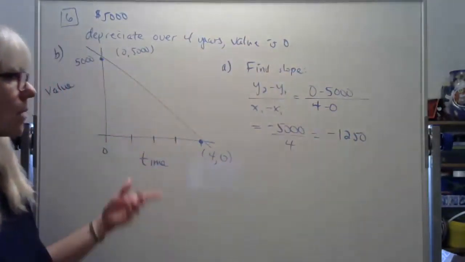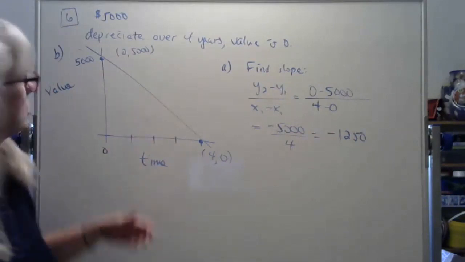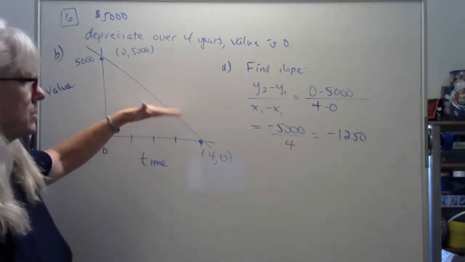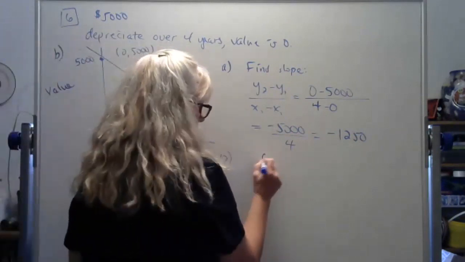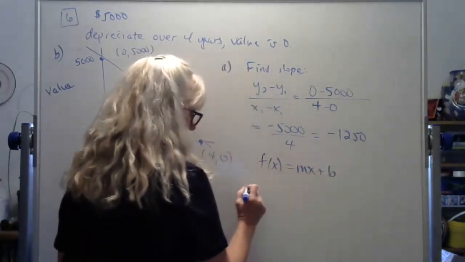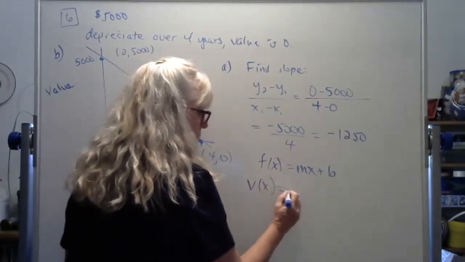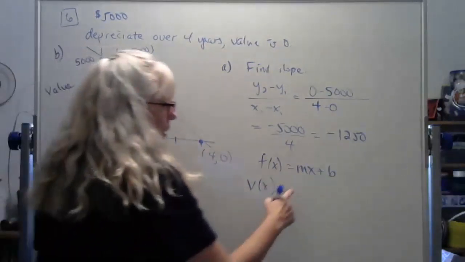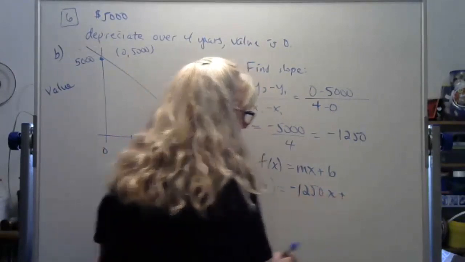Now, what that represents is how much this computer is decreasing in value each year. So in the first year, it drops 1250, the next year it drops another 1250, the next year another 1250, till the last year where it's worth nothing. Okay, so now we're going to go back to f of x equals mx plus b. For us, I'm going to call it v for value of x. You can call it f, it doesn't really matter. Our slope we know is negative 1250 times x plus the y-intercept.